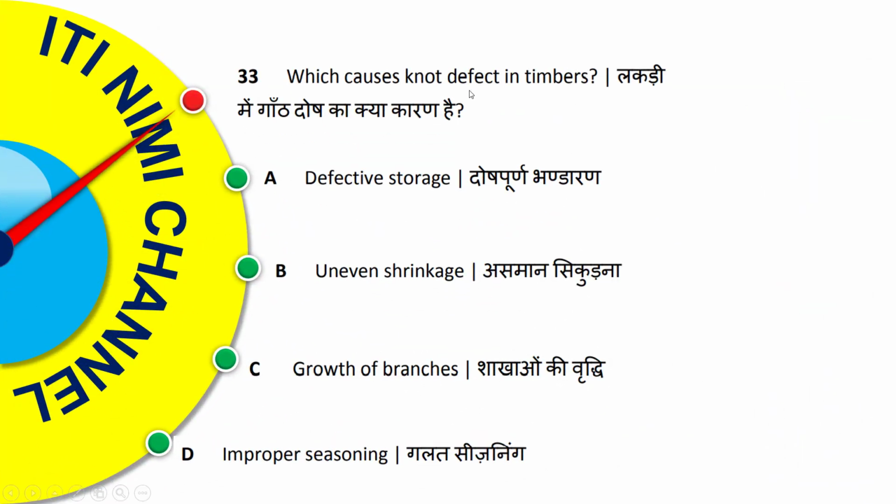Which causes knot defect in timbers? Defective storage, uneven shrinkage, growth of branches, improper seasoning. The answer is growth of branches.